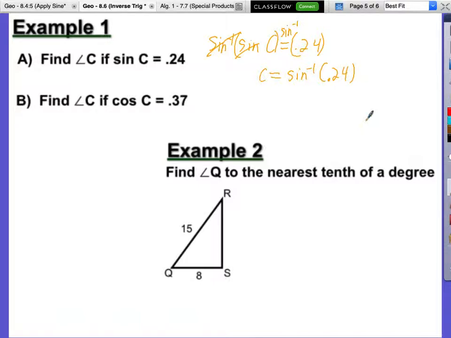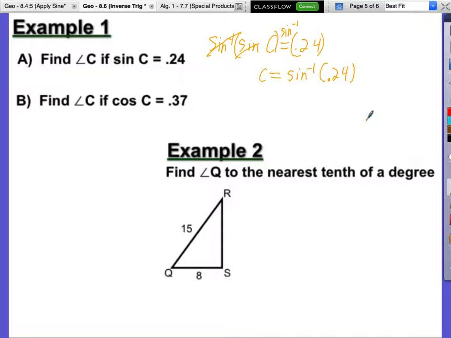So let's keep it there for now. Is everyone getting the inverse sine button? Did everyone find the inverse sine button? Anybody still need help finding it? Okay. Now type in 0.24. It has to be 0.24. Please close the parenthesis, and then push enter.